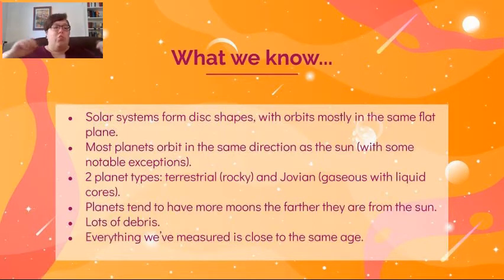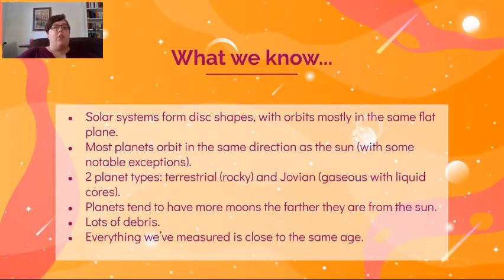We've observed two major types of planets. Closer to the sun, we tend to observe rocky planets, which we call terrestrial planets. And farther away, they tend to be mostly made up of gas with liquid or icy cores, which we call Jovian planets.